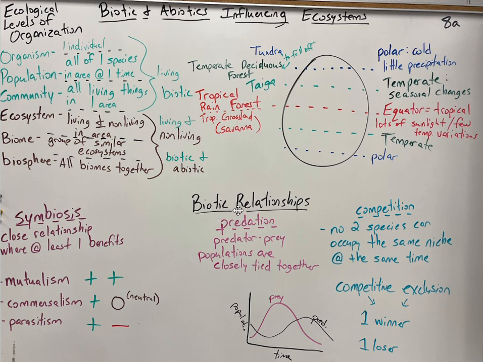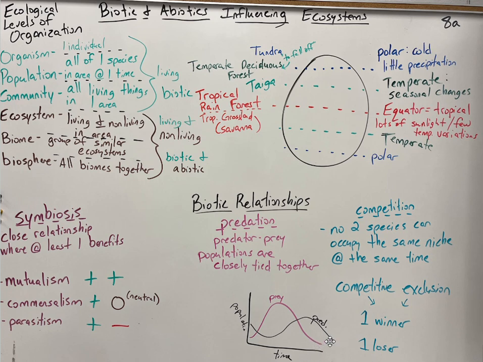Another one that I mentioned, biotic relationships, predator-prey. It's called predation. So you've got the predator and the prey. These populations are closely tied together, meaning that if the prey population starts to increase, gets more and more and more, then a little bit later, it may be months or a year or two later, the population of predators increases. And then if the prey population starts to drop, then soon after that, the predator population will drop.